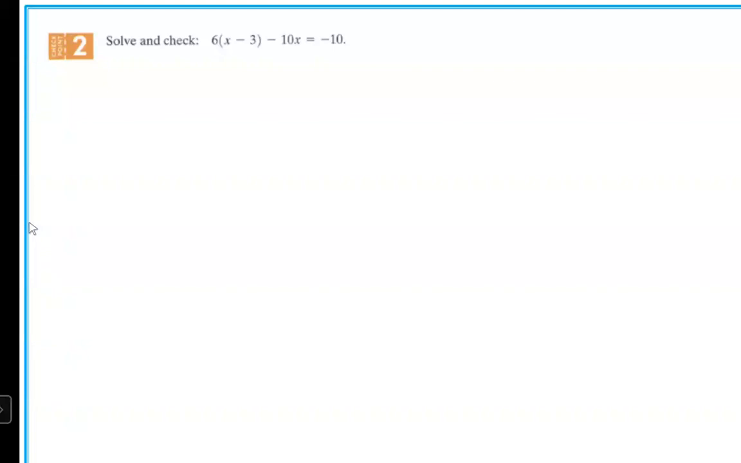Yeah, so I have 6x minus 18 minus 10x equals -10. Then I group them together, so I get -4x minus 18 equals -10. Okay.